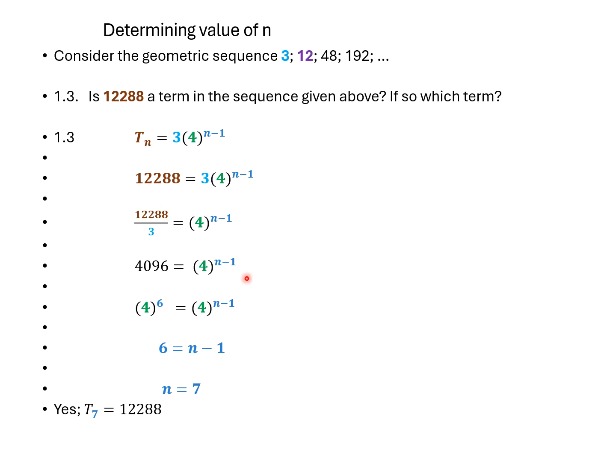Right, so this is a little bit more complex way of testing. We're going to test your knowledge of exponents to solve. Let's look at the next problem.